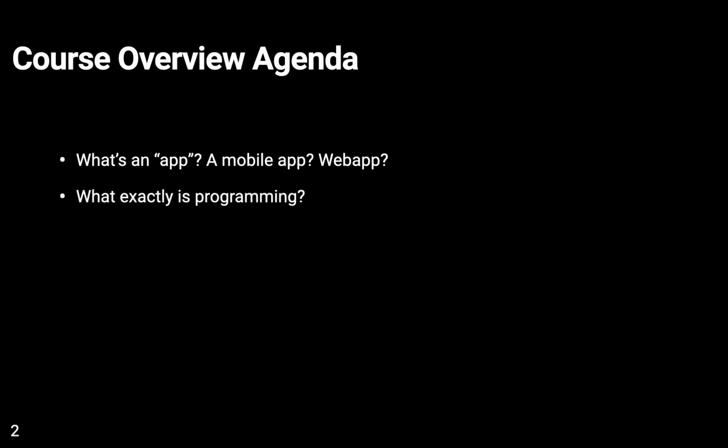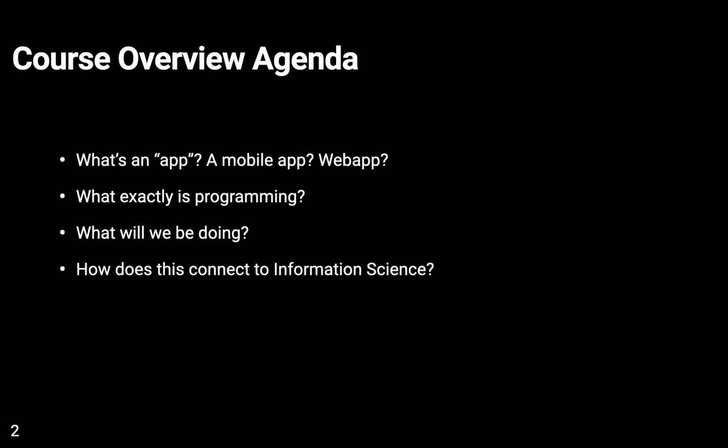So this being the course overview, we are going to go through a few different things, right? This is sort of the broad strokes, but we'll talk about some details as well. First, what's an app versus what's a mobile app, what's a web app, you know, what are these different things? What exactly is programming? You might be surprised to see that, but I think it's worth diving into right here at the start. It can kind of demystify some things. What will we be doing in the course, and how does all this connect to information science more broadly? You know, try to help situate this in your education.